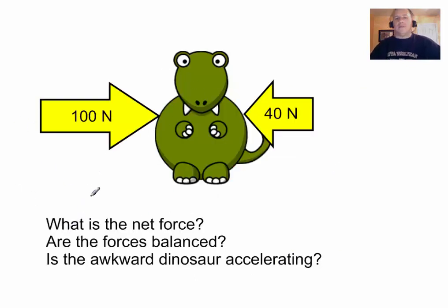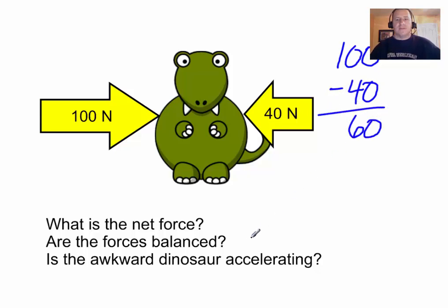All right, how about this situation? We have 100 newtons to the right, 40 newtons to the left. I'm going to ask a new question now. What is the net force on this awkward dinosaur? Well, if it's going 100 newtons this way and 40 newtons in the opposite direction, then we just do basic math. 100 minus 40 gives us 60. The difference is 60 newtons.